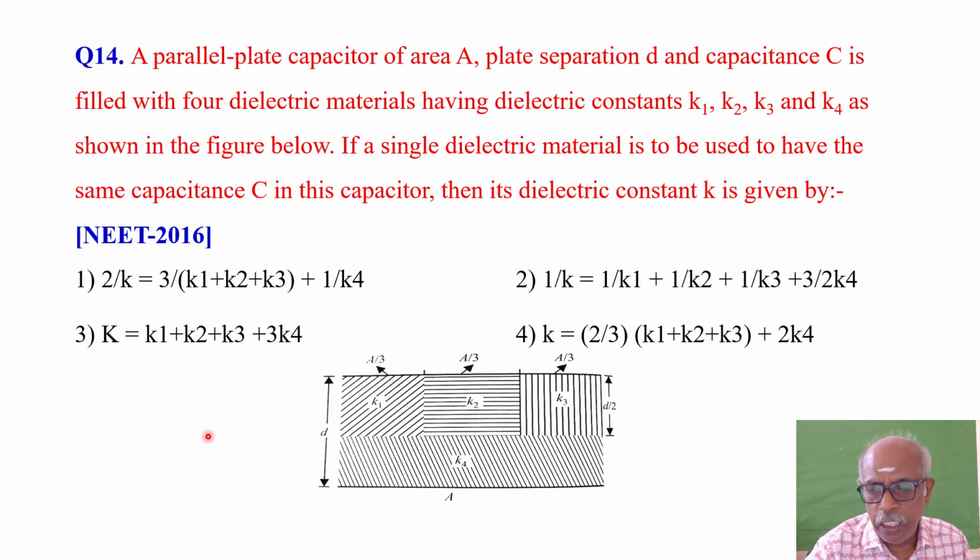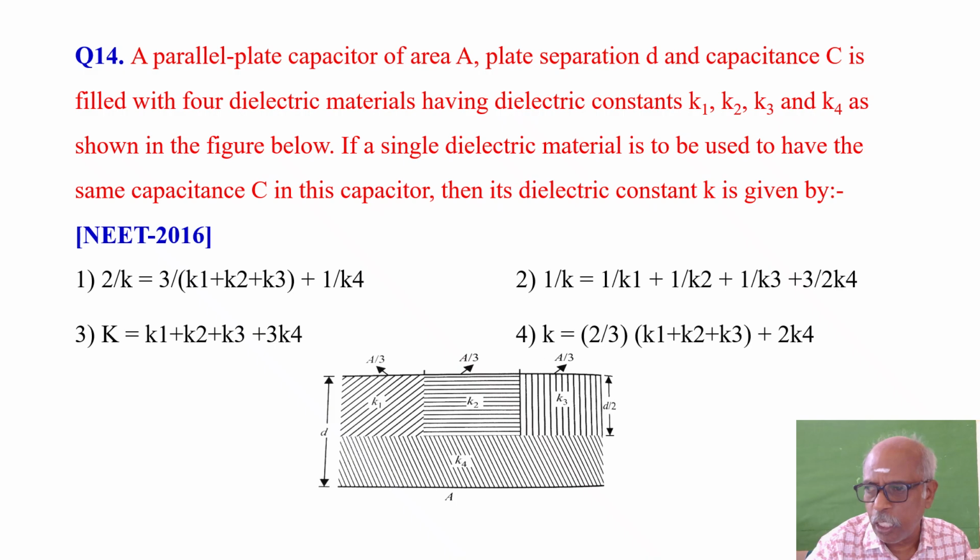So if the capacitor is C, then the area of the plate is this whole area A, and the plate separation is this whole distance D. But here the dielectric constants are having different thicknesses. For K1, K2, K3, the thickness is D by 2, and K4 another D by 2. Similarly, the area for K4 is the whole A, but for K1, K2, K3, they are divided into 3 parts: area A by 3, area A by 3 and area A by 3.